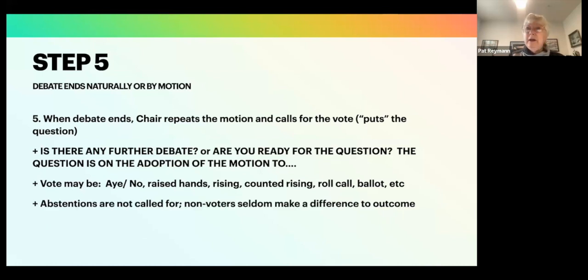Abstentions, by the way, are not called for. Non-voters seldom make a difference in the outcome. In fact, well, I can't say never, because as soon as you say never, there are exceptions. But you don't ask for abstentions. Just don't ask for those in favor, ask for those against. And then abstentions just are people who decide not to vote for whatever reason, but you don't ask for them and they don't get put in the minutes or any of that good stuff. Unless, okay.